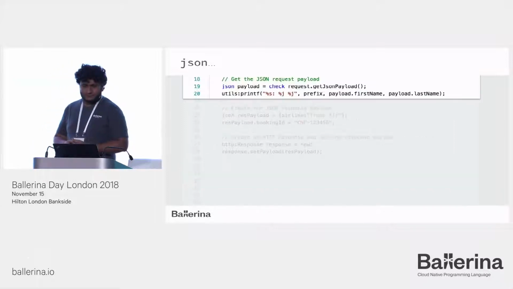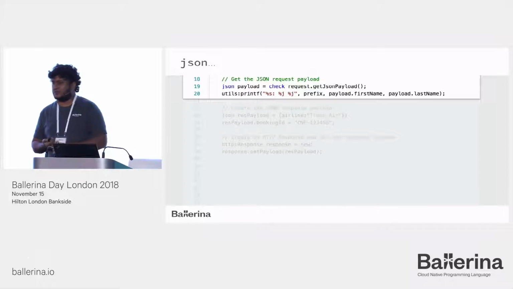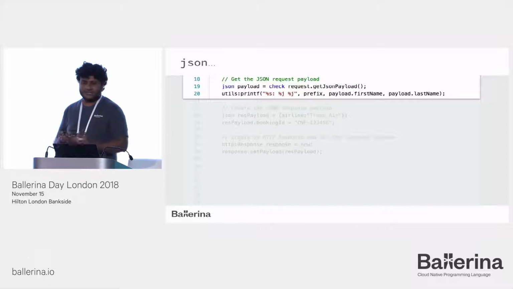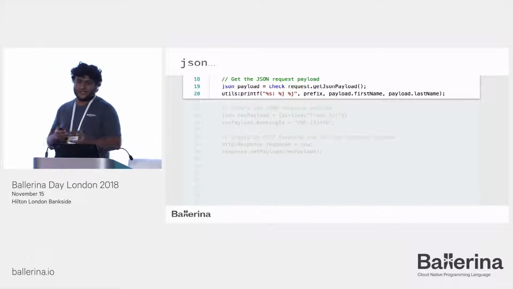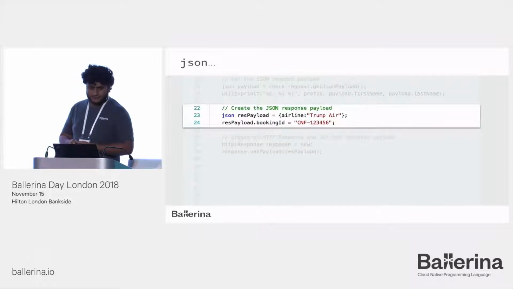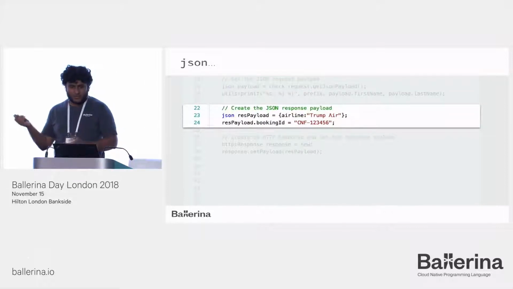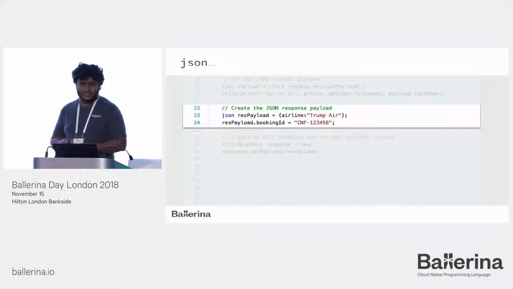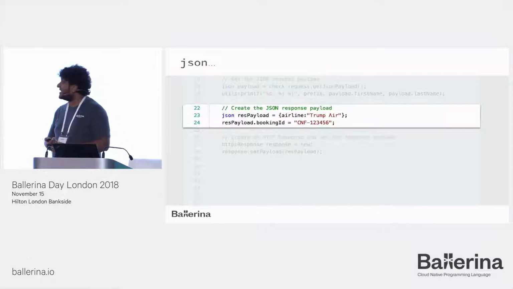So after we got the payload from the request, the next step is to send that payload to an external endpoint. That's what we do with the client endpoint you see here, Air Croatia. We do a post action to this specific path, giving the earlier payload.